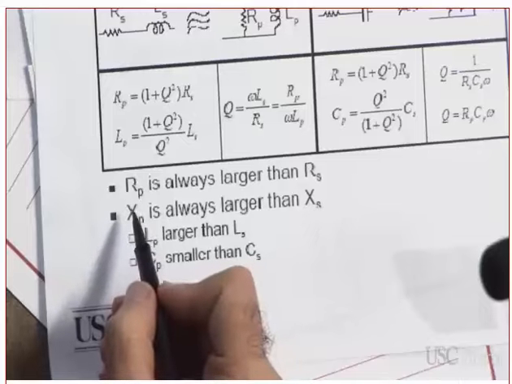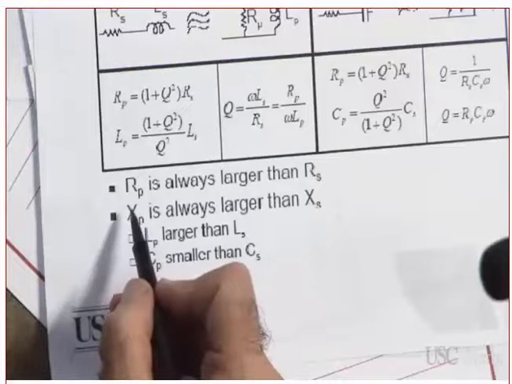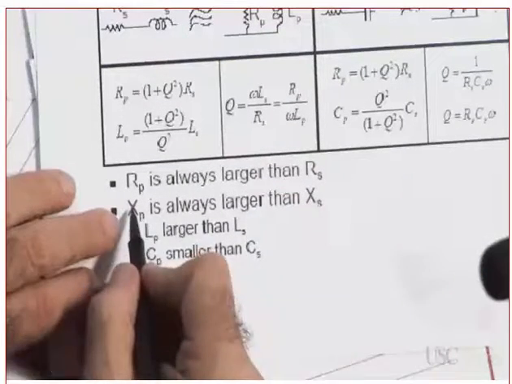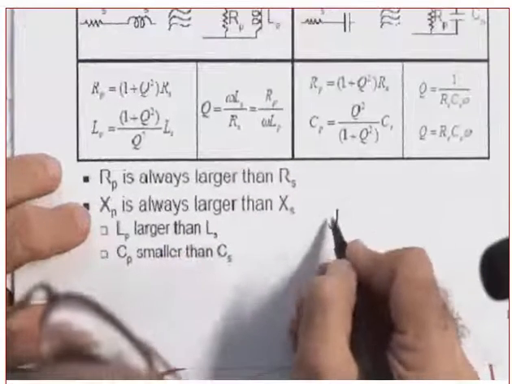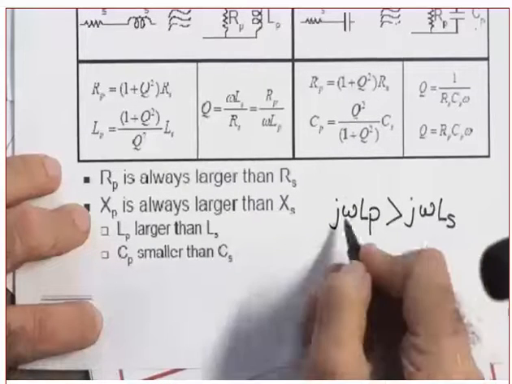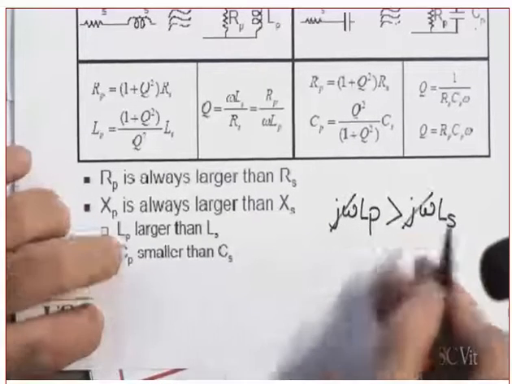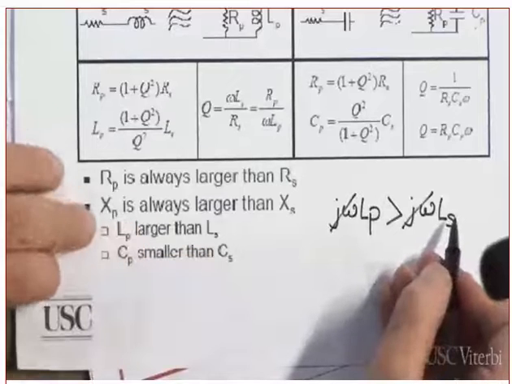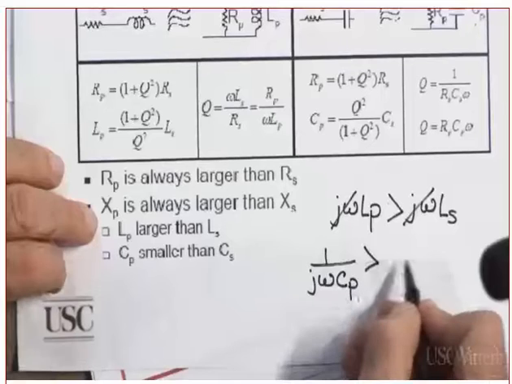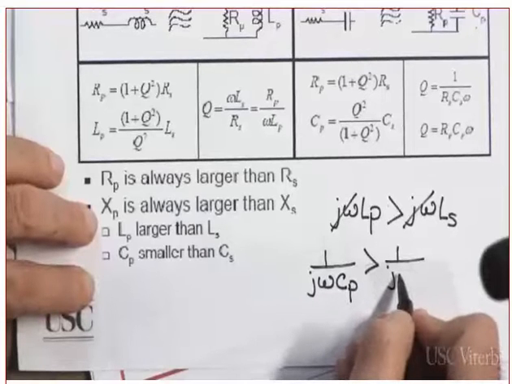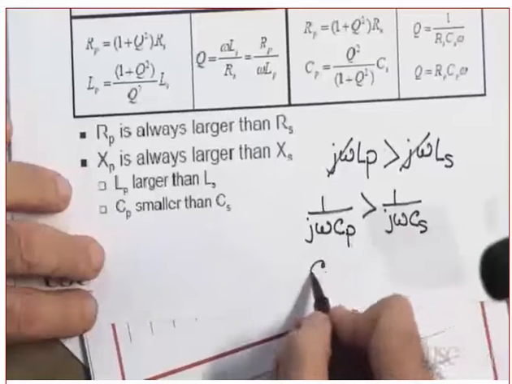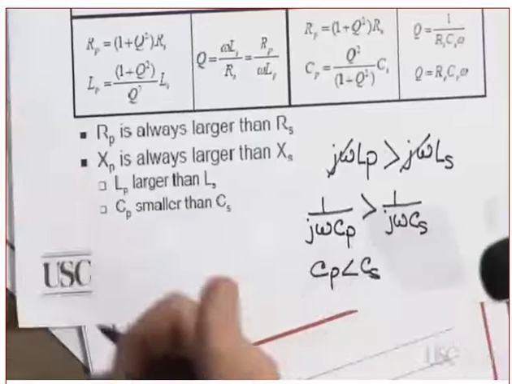But here we only have the reactive element, which is either the inductor or the capacitor. So if I tell you XP is greater than XS, what does it mean? J omega LP is greater than J omega LS, which means LP is greater than LS. Yes? What if it was a capacitor? 1 over J omega CP is greater than 1 over J omega CS, which implies CP is less than CS, because you are going to convert.